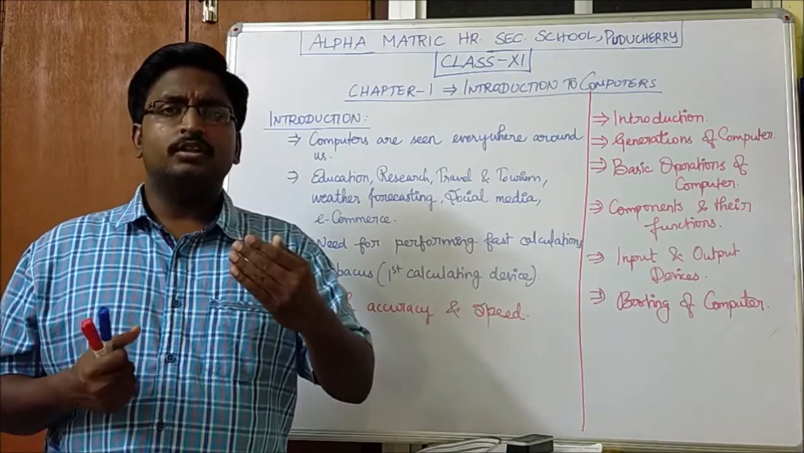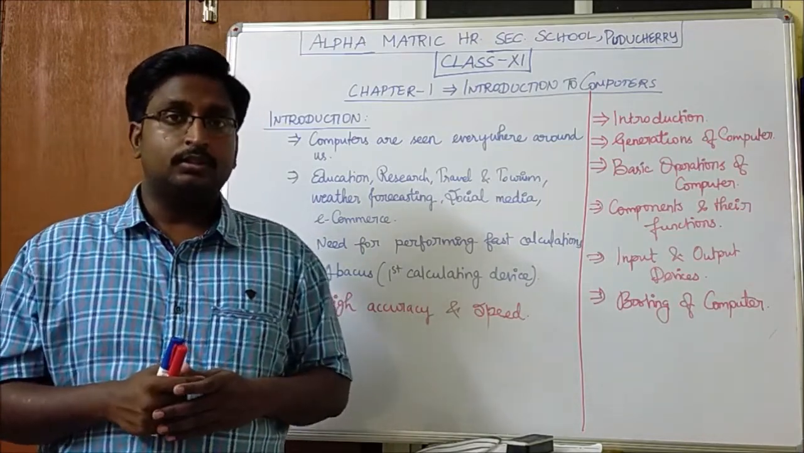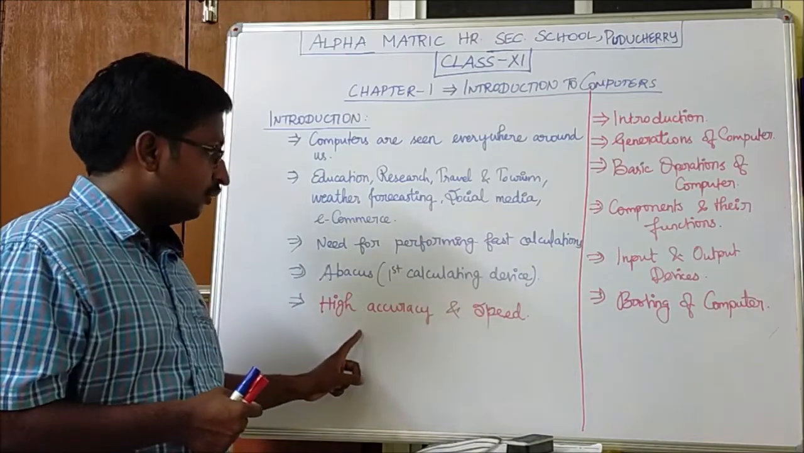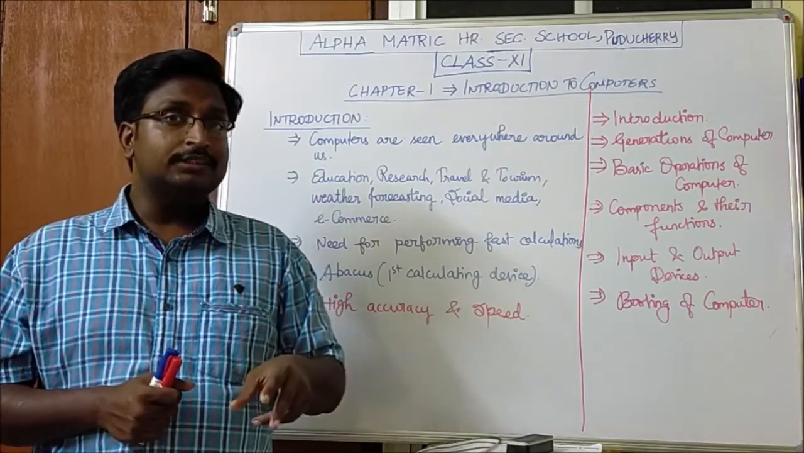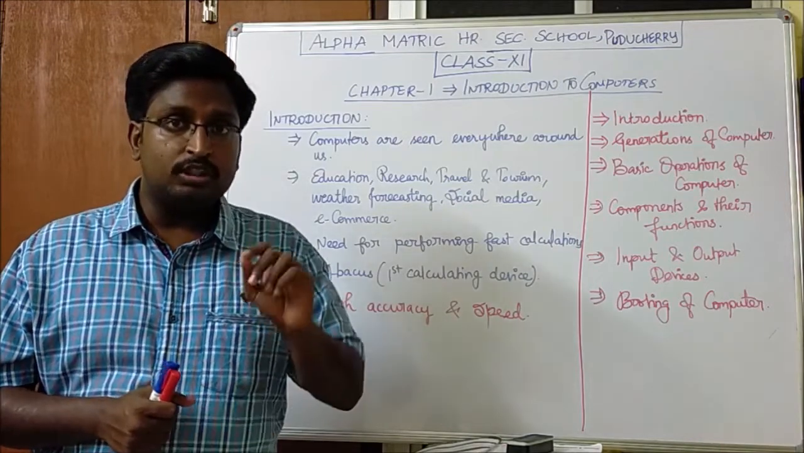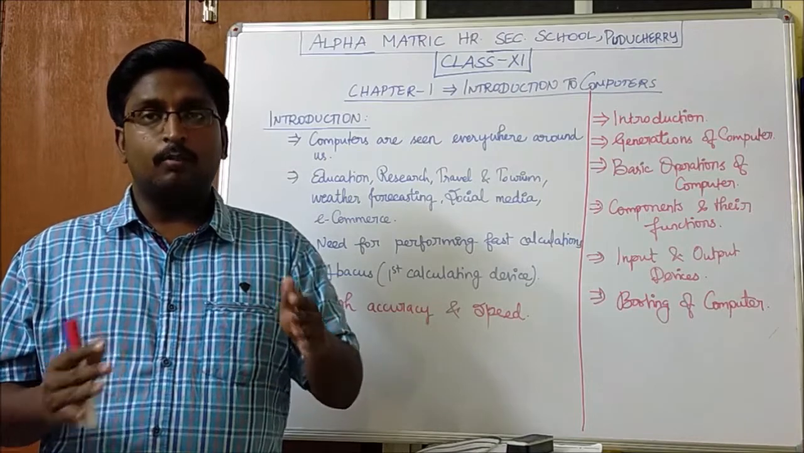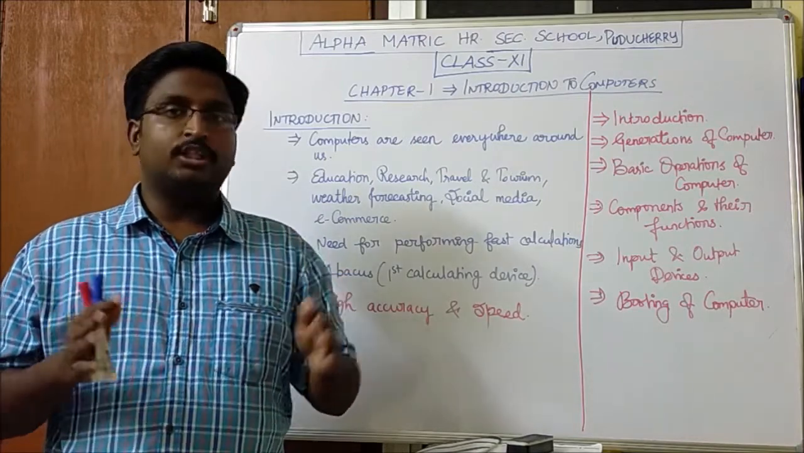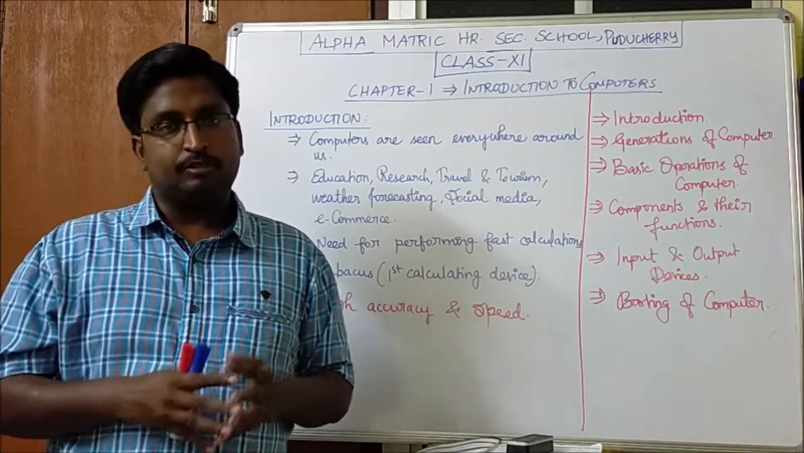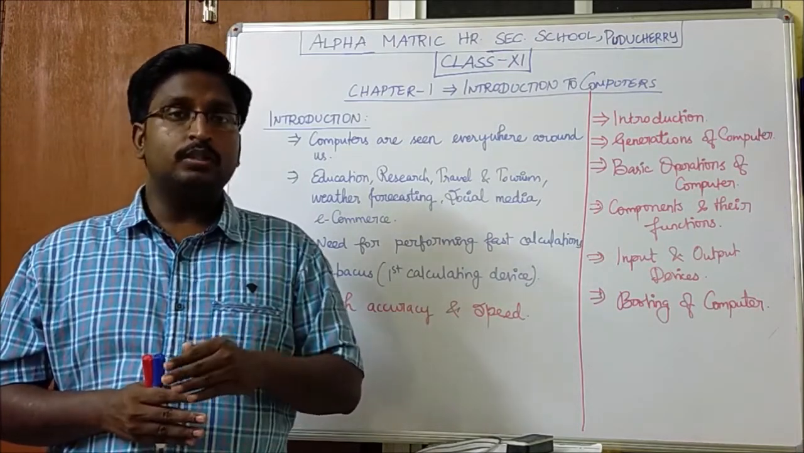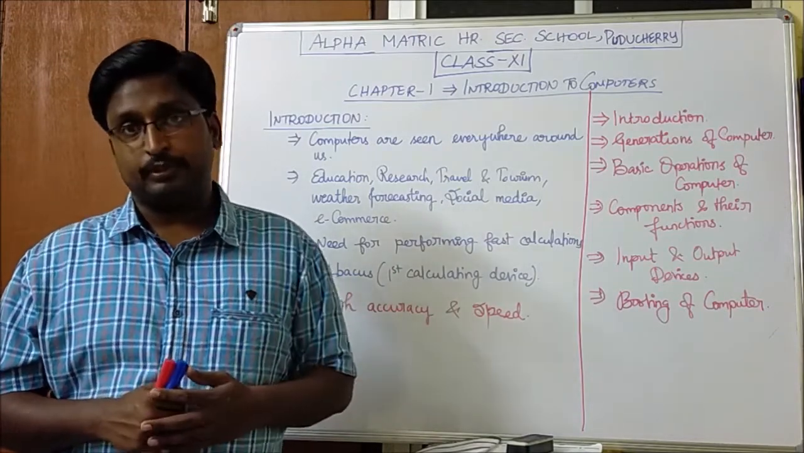So what makes human beings depend on the computer or the device? These two things: the high accuracy and its speed. These two things made human beings depend on the device. So this is all about the small introduction to how the computer came into the picture. Now let us go to the next topic, that is the generations of computer.